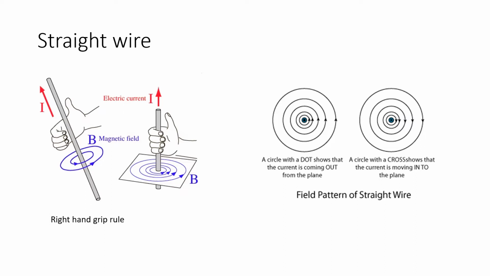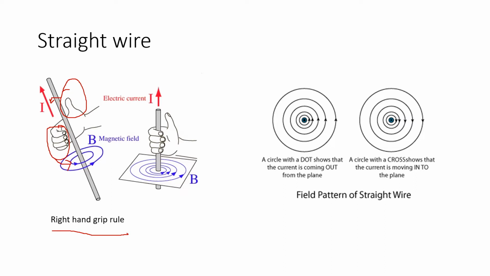This rule is very important: the right hand grip rule. We use this rule to determine the direction of the magnetic field. As we know the direction of current, this will be the position of our right hand grip rule. The thumb represents the direction of current and the grip represents the direction of magnetic field.